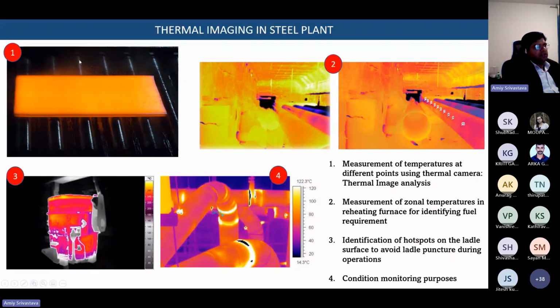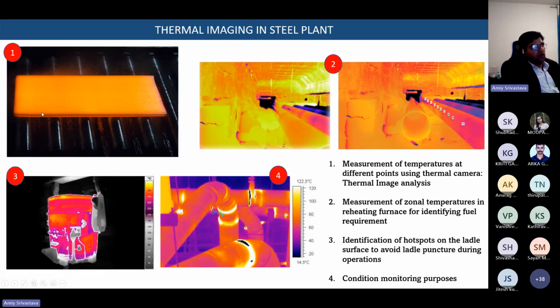On the other hand, if we take the example of a plant, you can see this is a slab coming out of the reheating furnace, or maybe after two or three rolling passes. We can identify that if the corners and the edges of this slab are colder, or black in color, it means the temperature has gone down there significantly. It means the plasticity or ductility of that area has also gone down, and because of that, a lot of cracks can be produced if we roll it further.